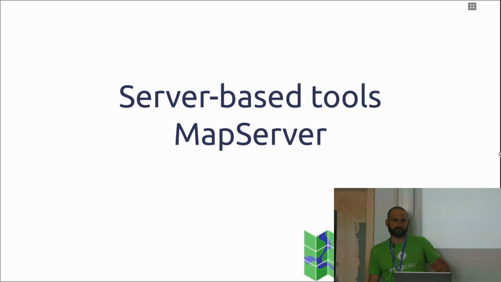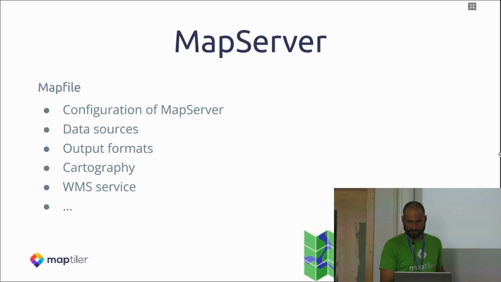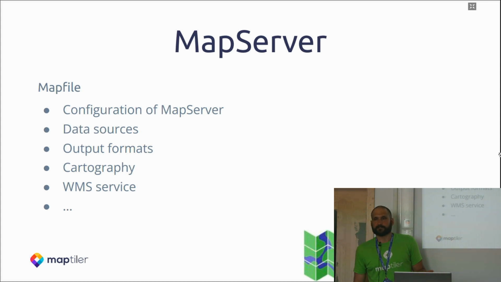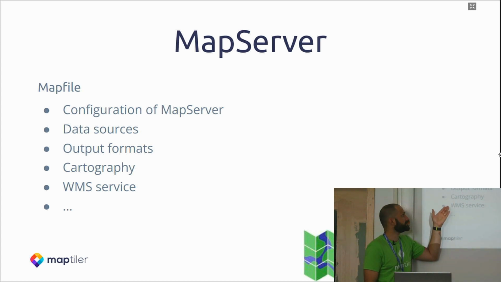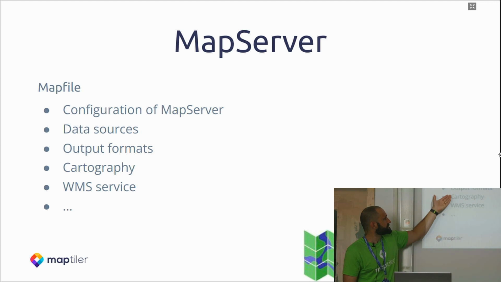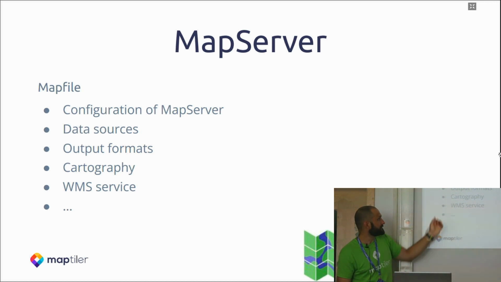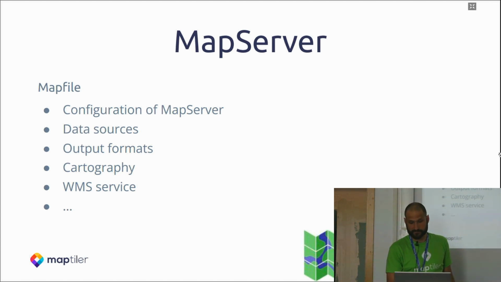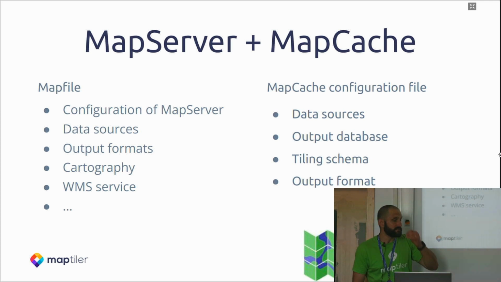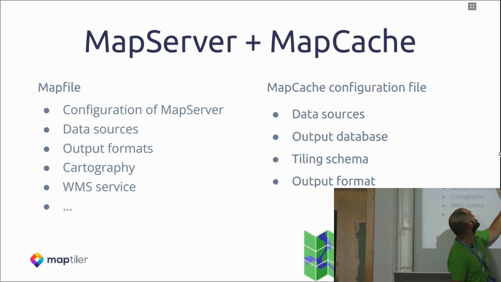Then I'm switching already to server-based tools. First one is MapTiler on my list. For MapTiler, you need 2 configuration files. First one is the so-called map file, where you configure the input data sources, output format, and cartography. In the raster data case, I don't do any cartography, but this is how the software works. Then you need a so-called map cache configuration file, which is an XML-based structure, where you configure that the data should go from MapServer, and you define the tiling schema, output format, etc.